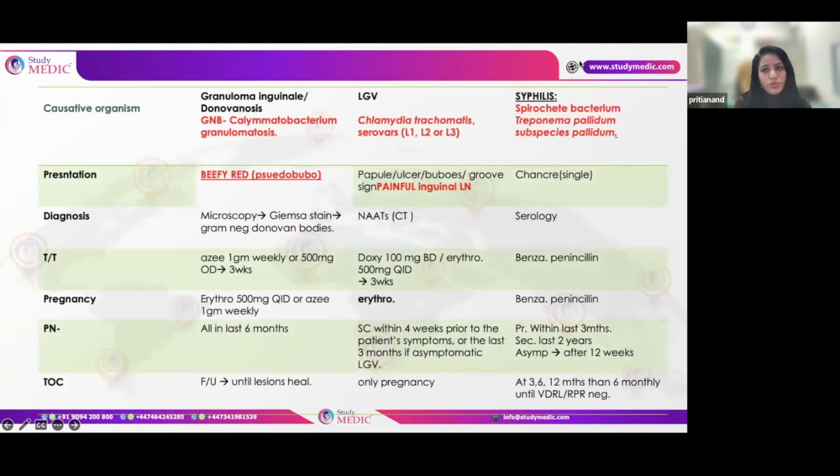Ulcers are basically of 2 varieties, painless and painful. So granuloma inguinale, LGV, and syphilis are painless ulcers. Again, for granuloma, donovanosis, they often ask what is the causative agent. It is Calymmatobacterium granulomatis. Another name is Klebsiella granulomatis, which is considered a newer name. All 3 are painless, and treatment for granuloma and LGV is for 3 weeks with azithromycin and doxycycline respectively. And syphilis, you all know, it is benzathine penicillin.